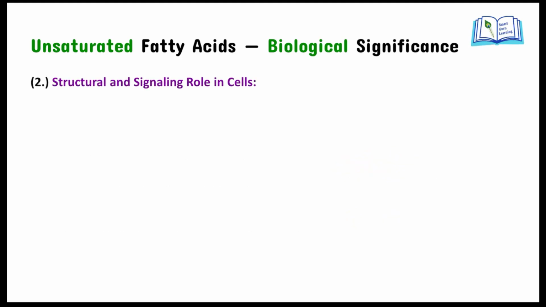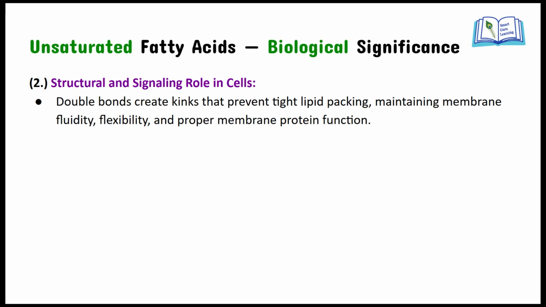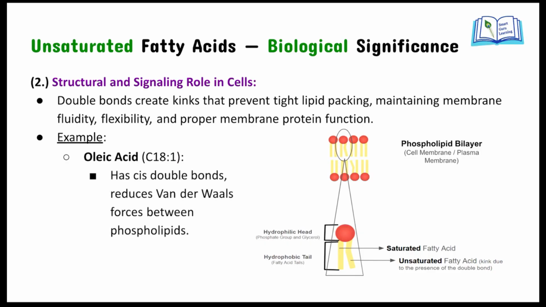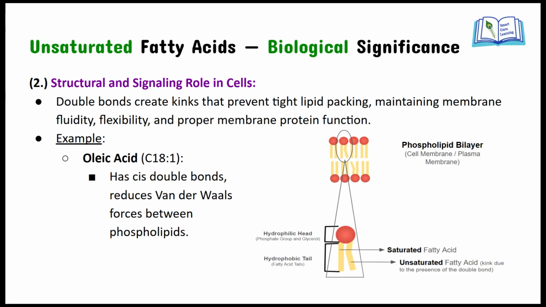Structurally, the presence of the double bonds in the unsaturated fatty acids prevents tight packing of phospholipids and helps to maintain membrane fluidity and flexibility. This fluidity is essential for transporters or receptors or other membrane protein functions. For instance, oleic acid contains cis double bond, which reduces van der Waals forces between phospholipids. This helps to maintain membrane fluidity.